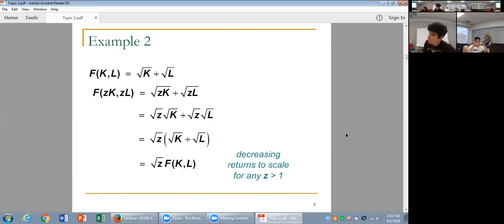But on the right-hand side of the equation, it's going to be the square root of that factor, right? So the decreasing returns to scale would mean that to get that same amount, I'm going to have to increase it by more than that, because I'm going to have to overcome the square root factor.